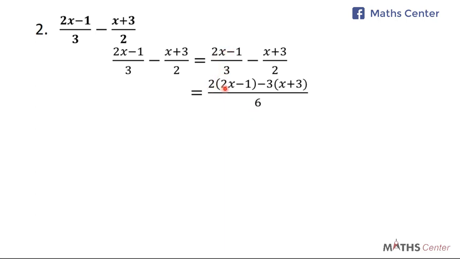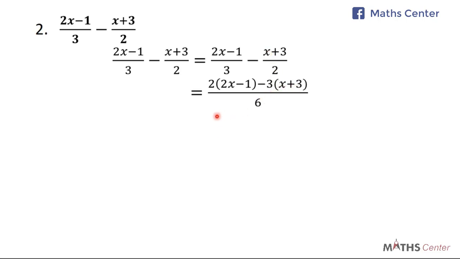You multiply the result with the numerator. The numerator is 2x minus 1. Once again, you put it in brackets since you have two terms here. Then we already have the negative sign here, so the negative sign must come. 6 divided by 2 will give us 3. You multiply that with the numerator here, which is x plus 3.